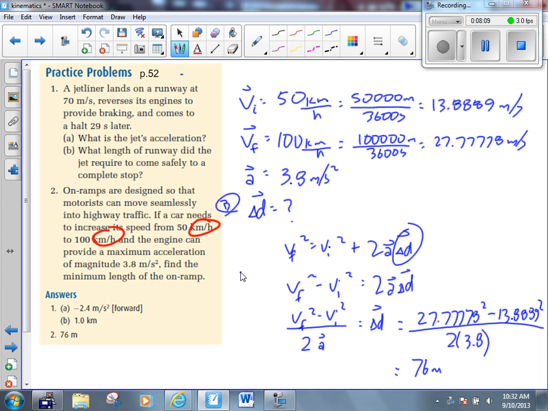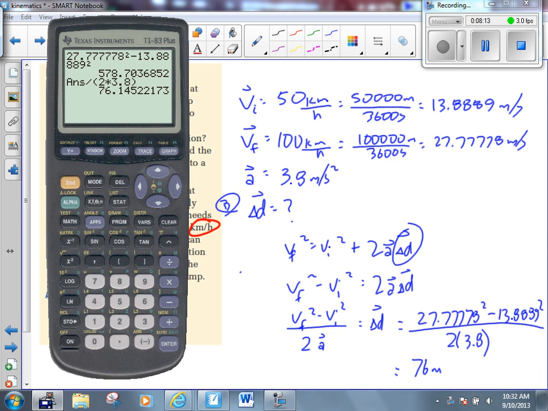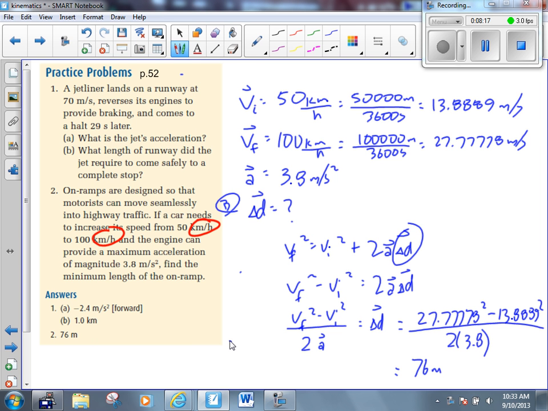Sorry, say that again? You're good, though? Okay. So it works out to be 76 meters. Good? We okay with that?